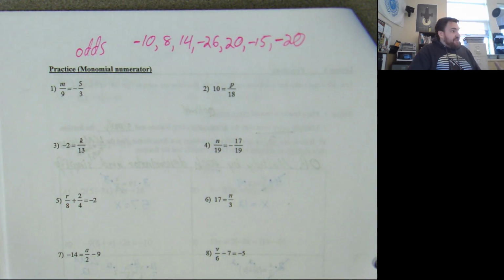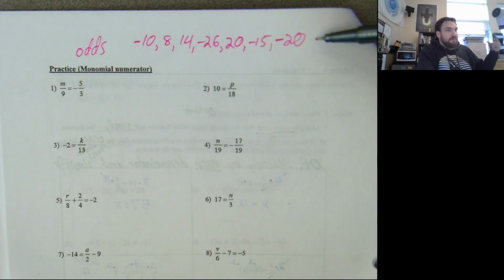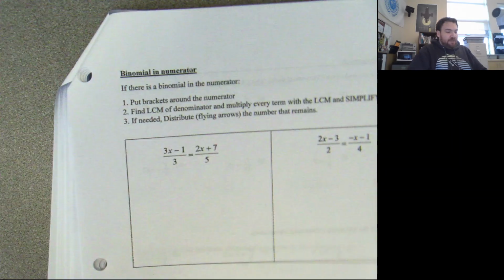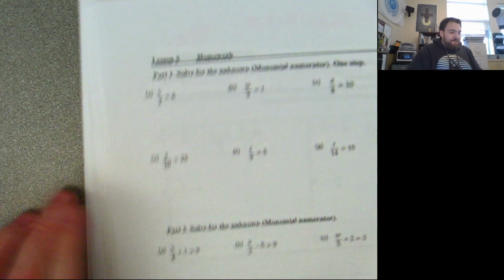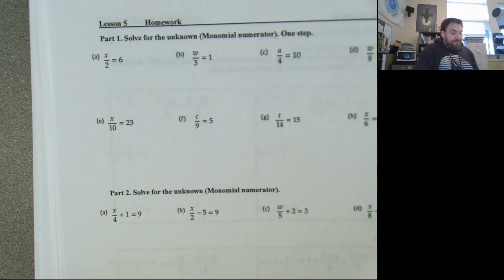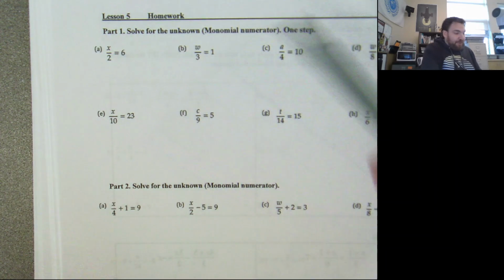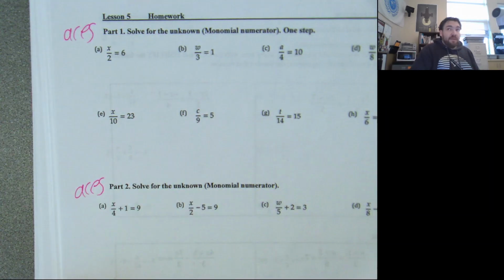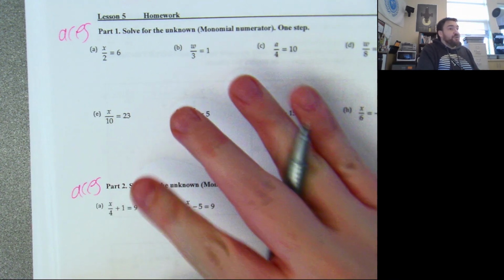There are 14 questions. I'm assigning odds. There are 7 numbers in that list. Do the math. So what I want you to do is flip 2 pages forward. Skip the binomial. Don't worry, Raven, I'll go back. This page, where it says lesson 5 homework at the top, I want you to do part 1 and part 2 ACEs. And there are answers to this page.